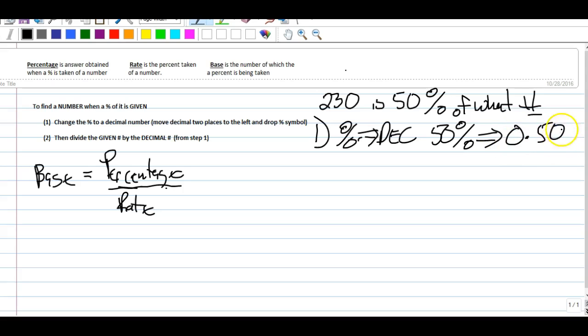And I really don't need this 0 here. Then the second thing I'm going to do is take my given number, which is actually my percentage, not my percent, but my percentage. Remember, the percentage is the answer obtained when a percent of a number is taken. If I take 50% of some unknown number, I get 230, so that's the percentage. And I'm going to divide that by the rate, or the percent.